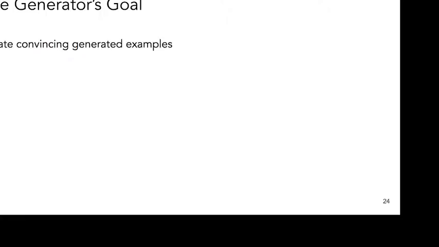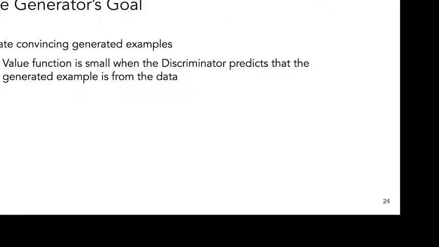So the generator's goal is to create convincing generated examples. And given this value function on the previous slide, that value function is small when the discriminator predicts that the generated example is from the data. So when the discriminator thinks that the generated example is from the data, that basically means the generator has fooled the discriminator. The discriminator wants to realize that this generated example is generated, but the generator has fooled the discriminator because the discriminator thinks that it came from real data.